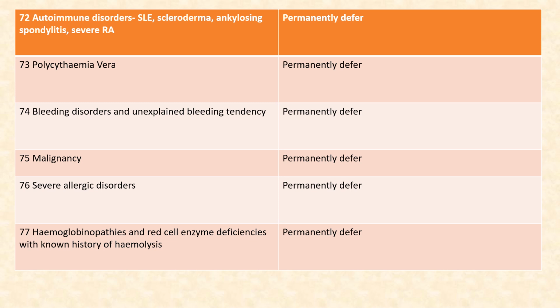Next comes polycythemia vera, autoimmune disorders like SLE, scleroderma, severe RA, bleeding disorder, unexplained bleeding tendency, malignancy, severe allergic disorder, and hemoglobinopathy with red cell enzyme deficiency with a known history of hemolysis. You have to permanently defer the donor.